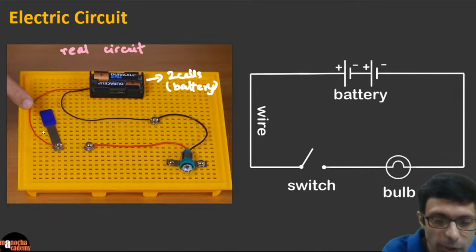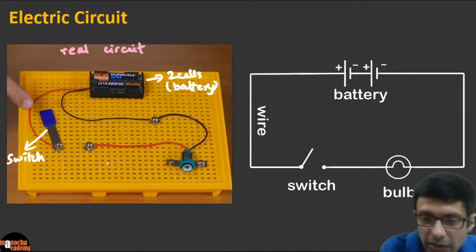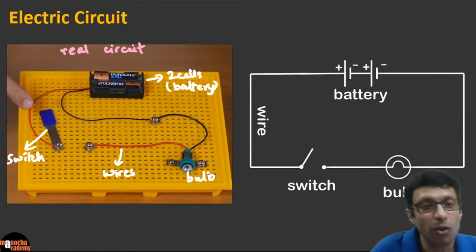And guys, can you see the switch there? This is the switch, which you have to switch on to make the bulb glow. That's why it's off right now, because the switch is in the off position. These are of course the wires, right? And here you have the small bulb, right, guys? So this is the real circuit.